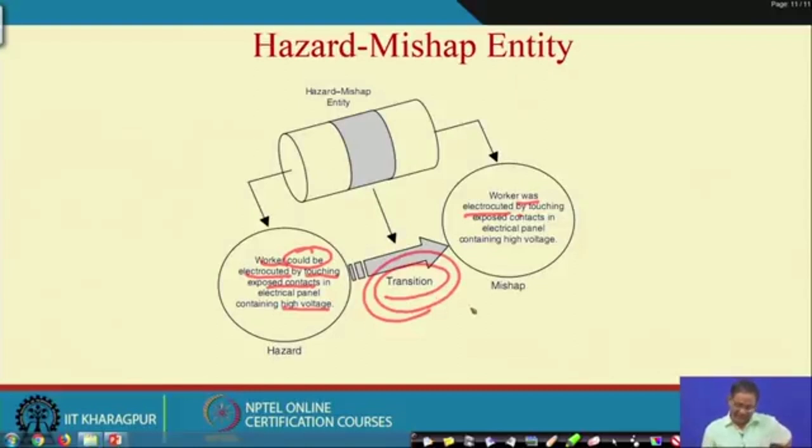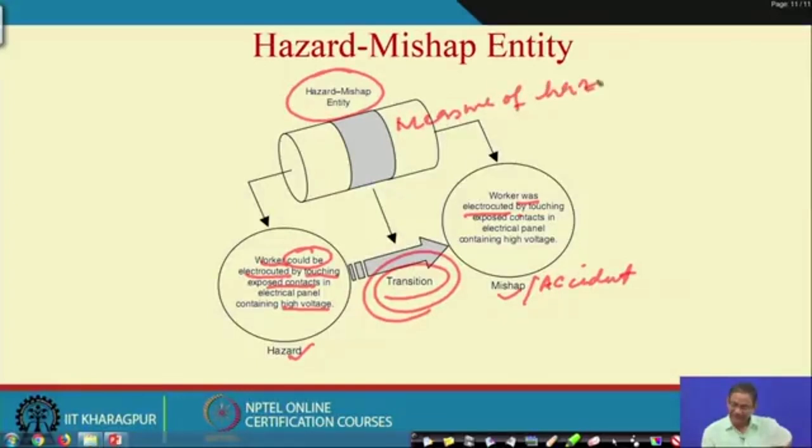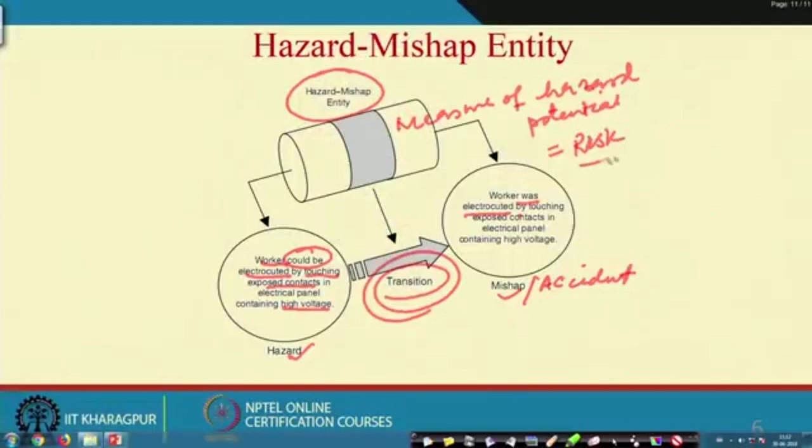Okay. And you see, apart from this, that hazard and accident or mishap, there is another quantity called hazard mishap entity. What is this? This is nothing but measure of hazard potential. Okay. That means, what do you mean to say? What is the amount of hazard that is involved in this particular job, particular work? So, this is what is also known as risk. Okay. So, from hazard theory point of view, hazard mishap entity is an important concept, which is basically risk.